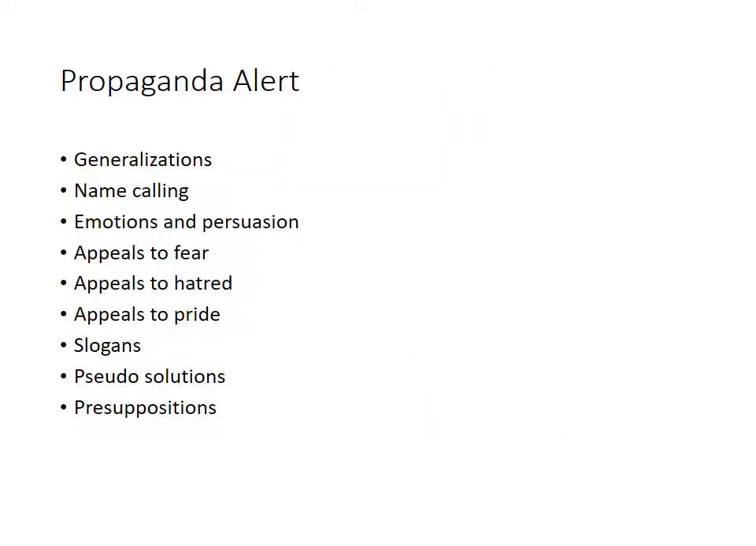So the last thing to look at when you're reviewing something is for different types of propaganda. These would include, and I'll go over these in detail in just a second, generalizations, name calling, emotions and persuasion, appeals to fear, appeals to hatred, appeals to pride, slogans, pseudo-solutions, and presuppositions. So let's go ahead and look at those.